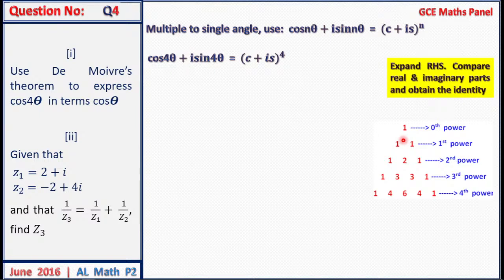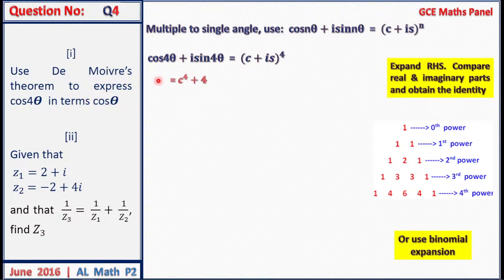You can see this one indicates that we are at the fourth power. So at this fourth power, let us do this expansion. So expanding the right hand side, we can equally use binomial expansion, and we'll have the same value.